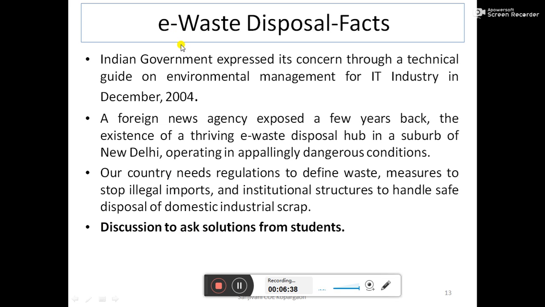We can think about these computers. When the life of the electronic components is over, they become waste, so they can be thrown. We have to discuss how they can be thrown, how the wastage of e-waste can be controlled, and how we can dispose of e-waste. So this is a discussion for the students.